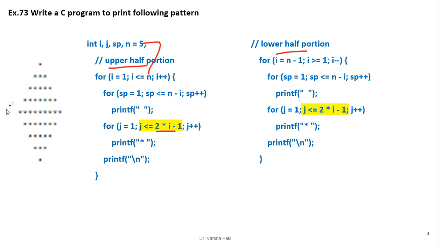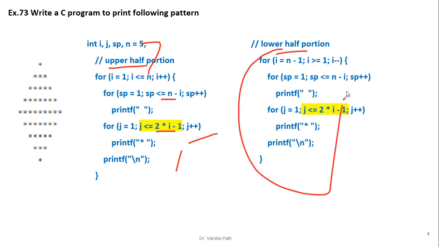and in the same way I have used the space. Now n minus i, space plus plus, same as our previous program. So first time the space will be 4, 3, 2, 1, then 0. Then j equal to 1, j is less than or equal to 2 into i minus 1, j plus plus. So it will print first time 1 star, then 3 stars, 5 stars, 7 stars, and 9 stars. And this is the same as the lower portion. So the previous program and this program are very much similar, only a small change here.